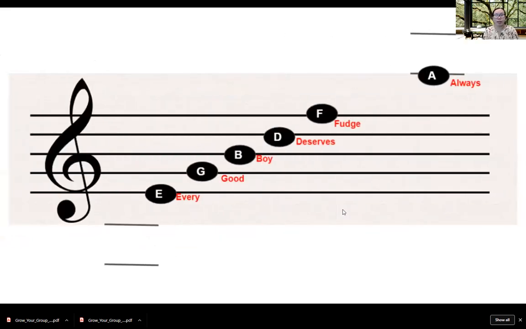Now, the next thing we're going to learn is the names of the notes that live on the lines themselves. So we have E, G, B, D, F, and a very memorable way of learning these is what most people do. They remember every good boy deserves fudge. And up above here where A is, I put always, because sometimes I forget where that is. So putting A there for always makes me remember that that first line above the treble clef is A. So every good boy deserves fudge always is a great way to remember this.